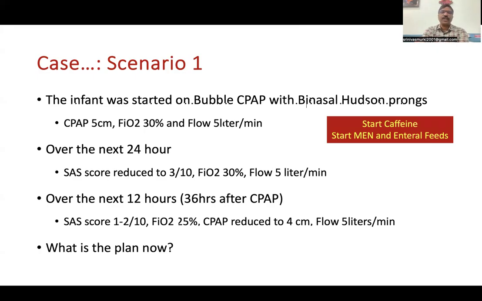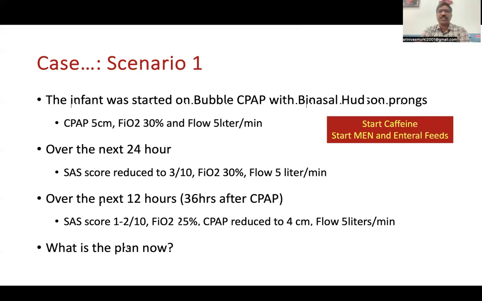And after that, from 24 to 36 hours, you can see that over the next 12 hours, the SA score further decreased from 3 to 1. And then FiO2 was decreased from 30 to 25%. And once the FiO2 came to 25%, then the pressure was decreased from 5 to 4 because there were no or minimal retractions. Flow was still kept at 5 liters per minute. So what will be the plan now? Along with titration of the pressures, what you can see here is when you're going up, you think of increasing the pressure. And when you're coming down, keep the lung open. So decrease FiO2 first and then come down on the pressure.